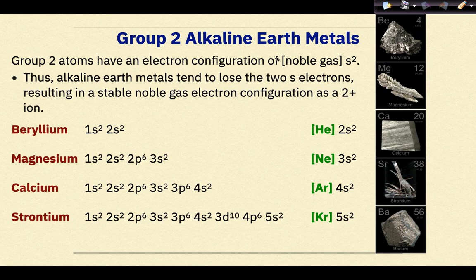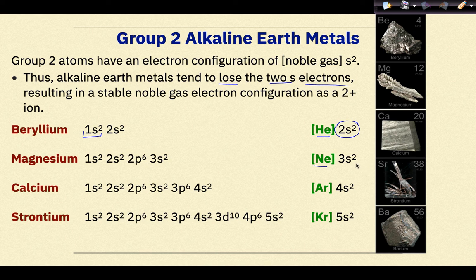Group 2 alkaline earth metals. Group 2 atoms have an electron configuration of bracket noble gas end bracket S2. Thus, alkaline earth metals tend to lose the S electrons, resulting in a stable noble gas electron configuration as a 2+ ion. So for example, beryllium, 1s2, 2s2. This 1s2 can be replaced by the noble gas core of helium, with only the 2 valence electrons for beryllium represented. Magnesium, 1s2, 2s2, 2p6, 3s2, where the noble gas core is represented by the electron configuration of neon.